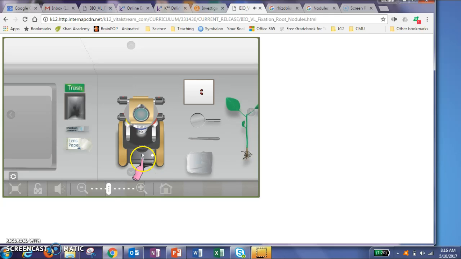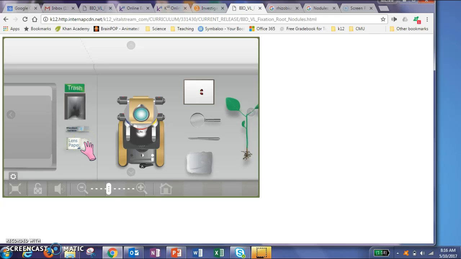I'm going to move my light up by dragging and holding the mouse. I'm going to put this on power of 10, or 4x, the lowest. So I have 4x, 10, and 40, and I'm going to start with the 4x.